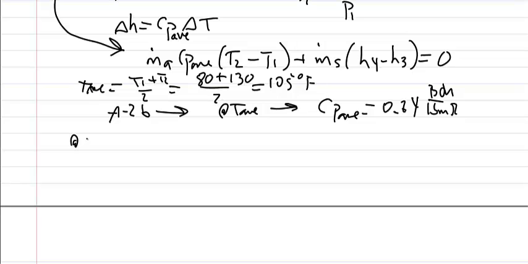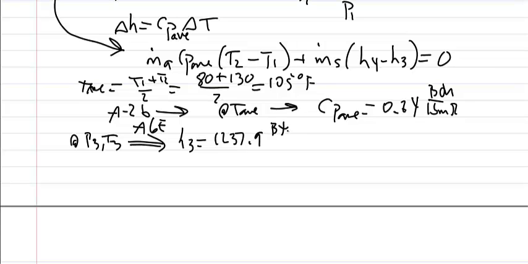So at P3 and T3, here we have a superheated vapor, so that means we're going to have to go into table A6. So we go to the 30 psia subtable, we read down to the 400 degree Fahrenheit line. Actually, this is table A6E. And we find that the enthalpy at point 3 is 1237.9 BTUs per pound mass.